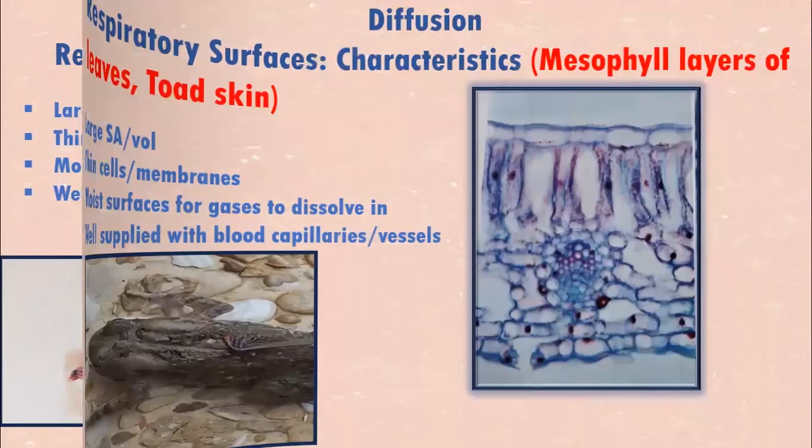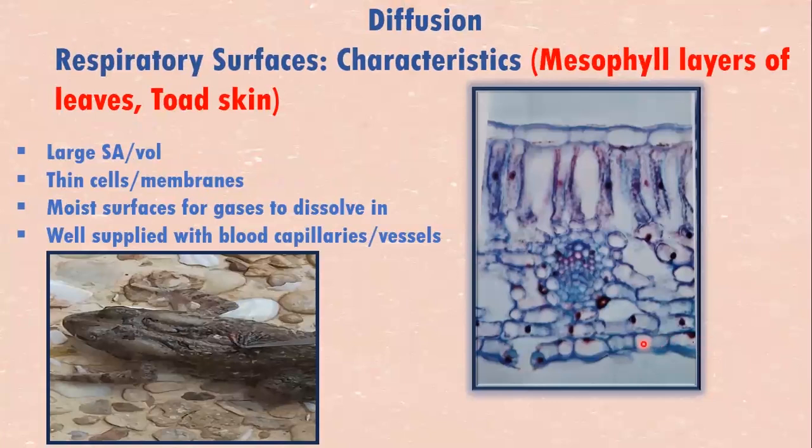We look at another respiratory surface, the toad skin. This toad, you see, has skin that is very loose on the body. It's highly vascularized, with a lot of blood capillaries serving the skin. This is outside the skin, but inside the skin is highly vascularized with blood capillaries. And the skin of a toad is always moist because gases dissolve in the moisture on the skin and then diffuse into the blood capillaries underneath. So it also meets the characteristics of a respiratory surface.